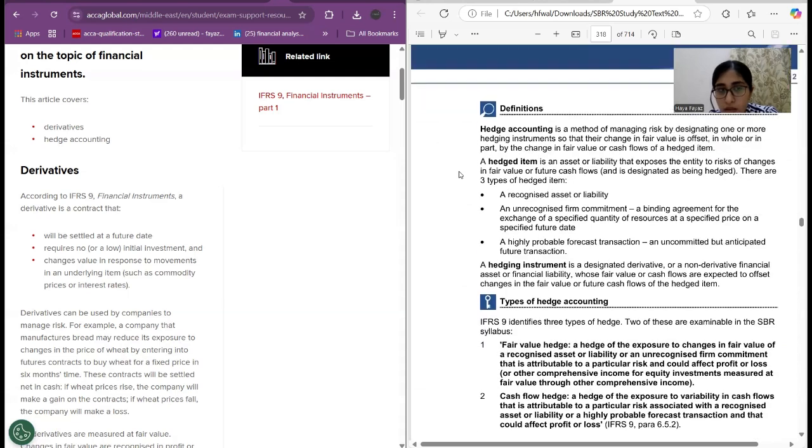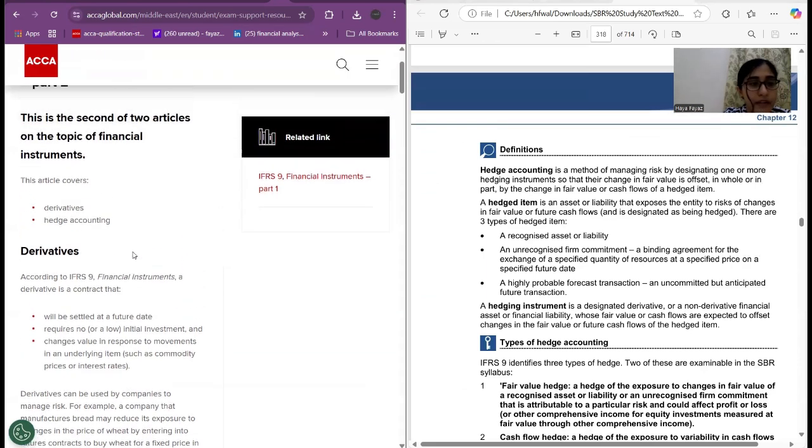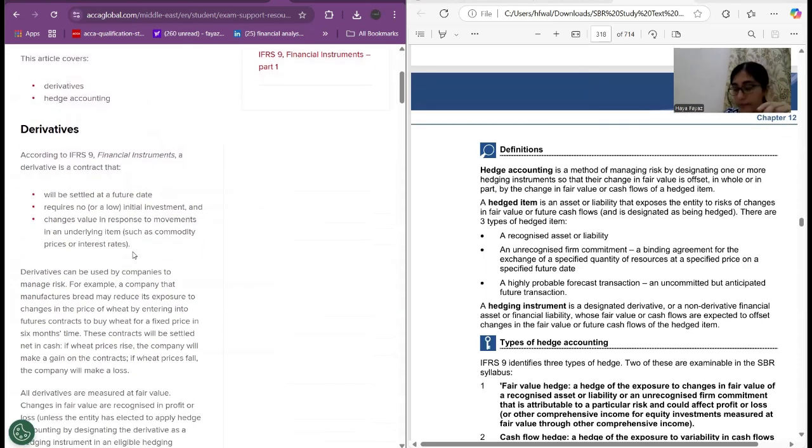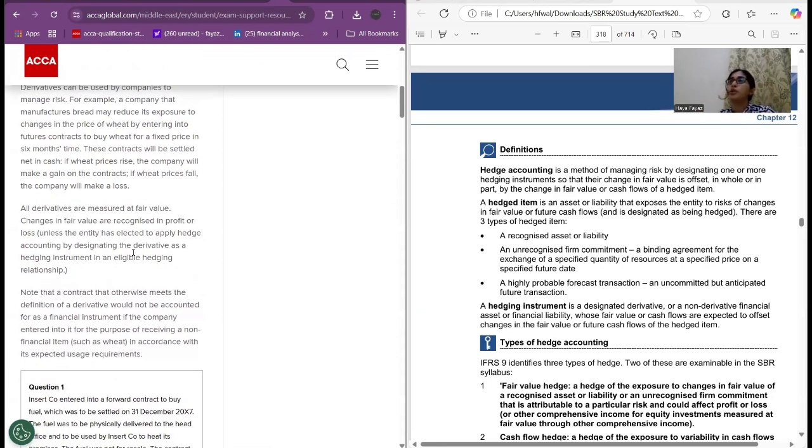So, guys, here it is. The article covers derivatives and hedge accounting. According to IFRS 9, financial instruments, a derivative is a contract that will be settled at a future date, requires no or low initial investment, and changes value in response to movements in the underlying items such as commodity price or interest rates. It's like you're trying to hedge yourself, or manage your risk associated with changes in prices of a commodity that you're trying to sell to the public.